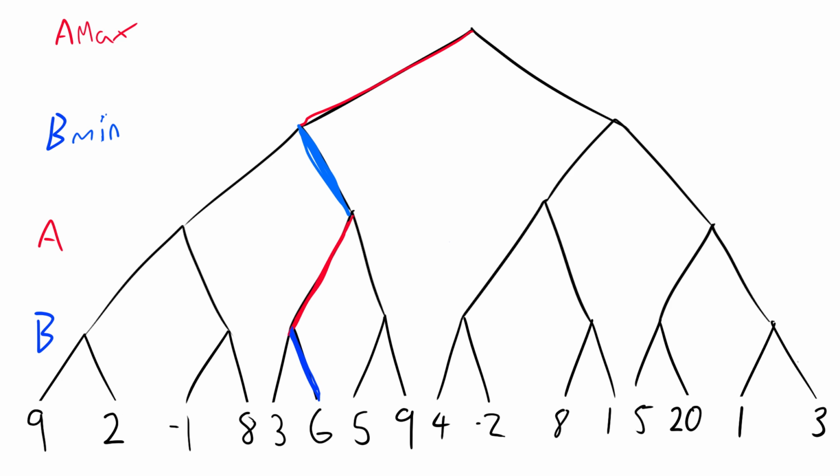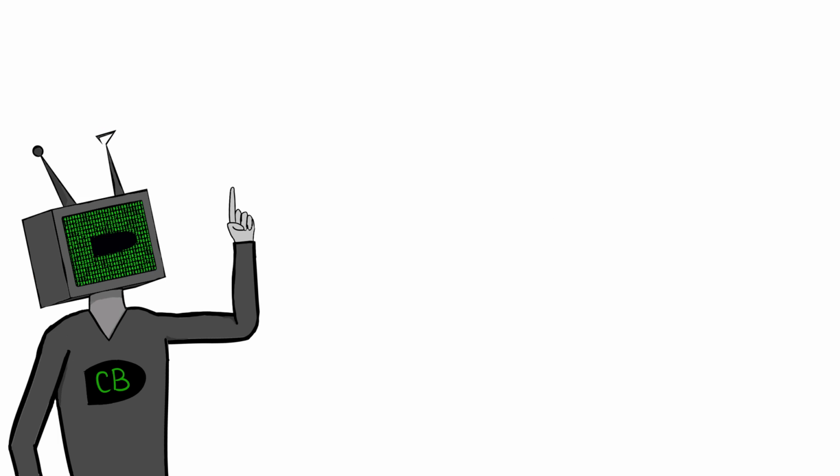So the question is, assuming that player B is perfectly logical and plays the best moves possible, then which move should you make first as player A? Pause the video if you want to figure it out for yourself. So the trick is to work backwards.